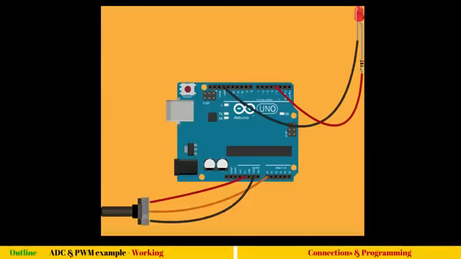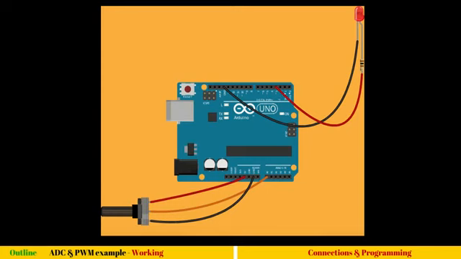In this session we will see a practical example including both ADC and PWM. You can see here we have a potentiometer connected to A0 and an LED connected to pin number 3. And you can see pin number 3 is a PWM output. You can see there is a tilde mark there.